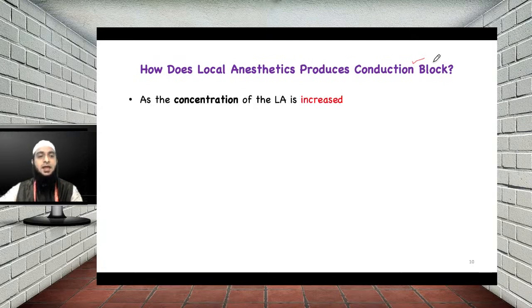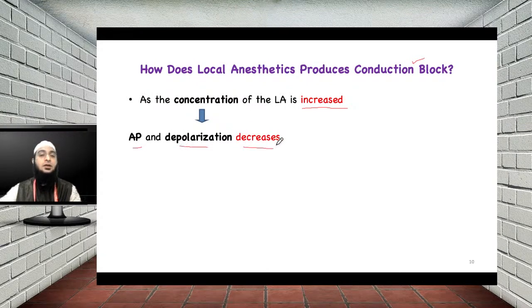So the first thing is that as you increase the concentration of the local anesthetics, meaning when initially you apply the local anesthetics, it takes some time to reach the neuron. As time goes ahead, there will be an increase in concentration of the local anesthetics in the vicinity of the neuron. So as the concentration of local anesthetic is increased, the action potential and depolarization will decrease.